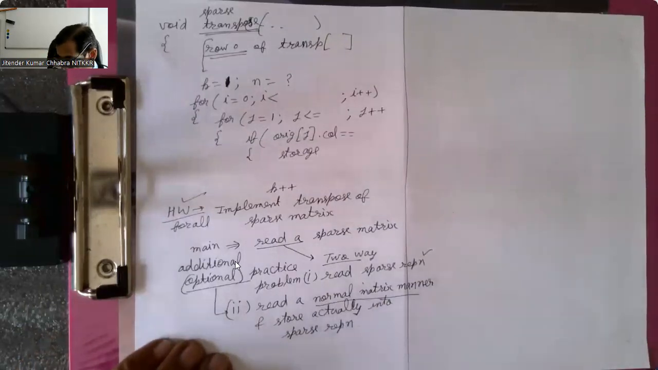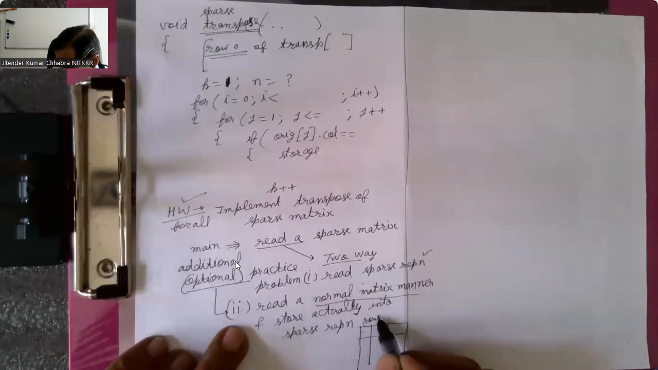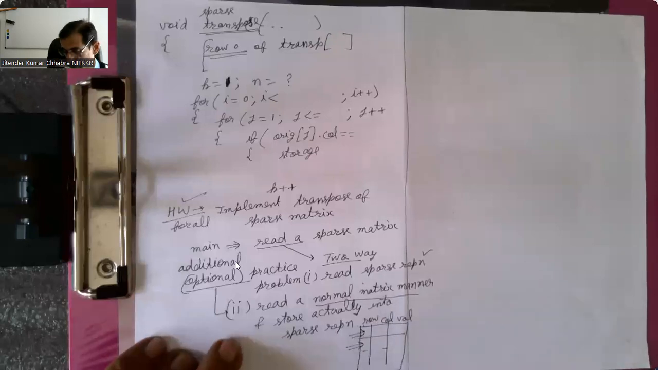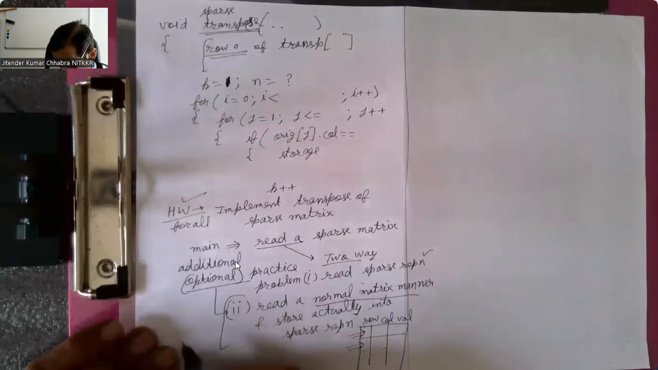Like you will say, enter the full first row. So you will give 0, 0, 0, 3, 0, like this. Then you will say enter the second row, 0, 0, 0, 0, 0, 0. Then you will say enter the third row. Then you will say 0, 4, 5, 0, 6, like this. But storage will actually be done as 1, 2, 3 entries: row number, column number, and value. So this can be one of the ways of doing this. So that can be an extra module.